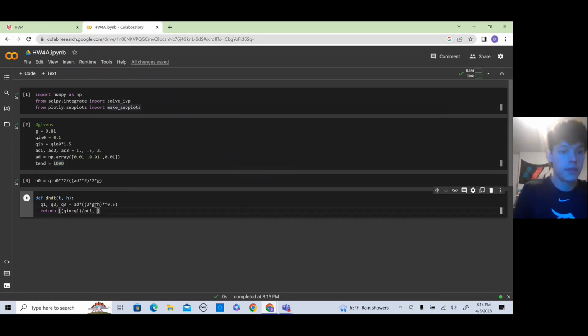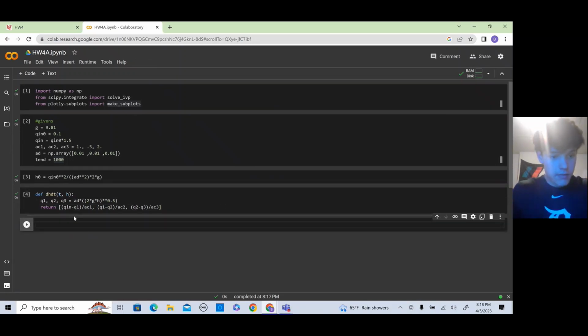Our next change in height will be represented as our Q1, which would be the liquid coming in, Q1 minus Q2, which is what's going out. And this will be divided by the cross-sectional area of tank 2. And lastly, we will have our Q2 minus our Q3 going out. And this will be divided by the cross-sectional area of tank 3. So now that we have our equation, we can finally use solve IVP.